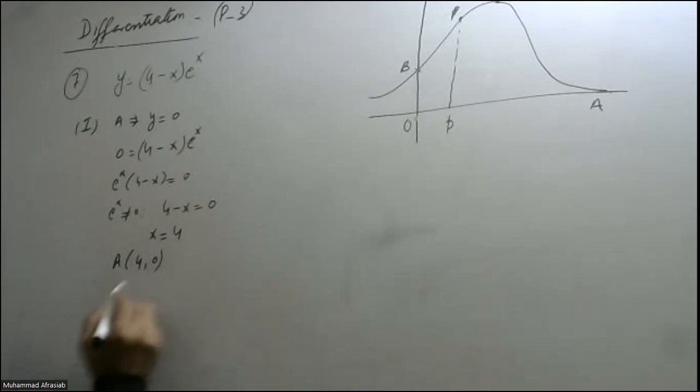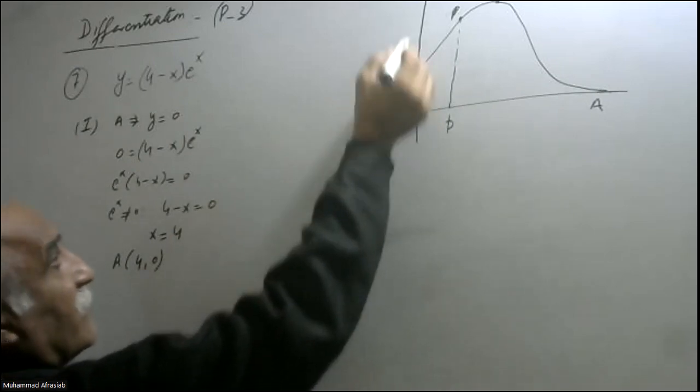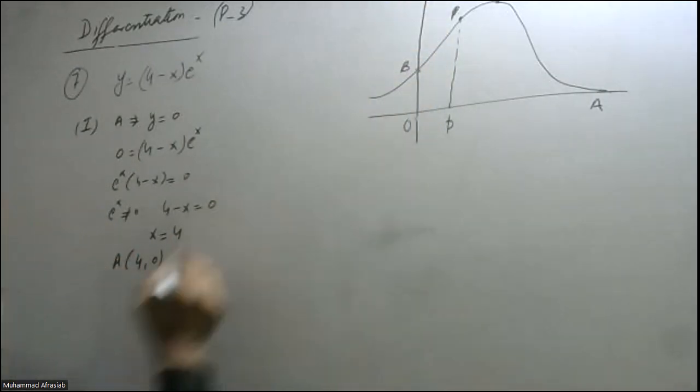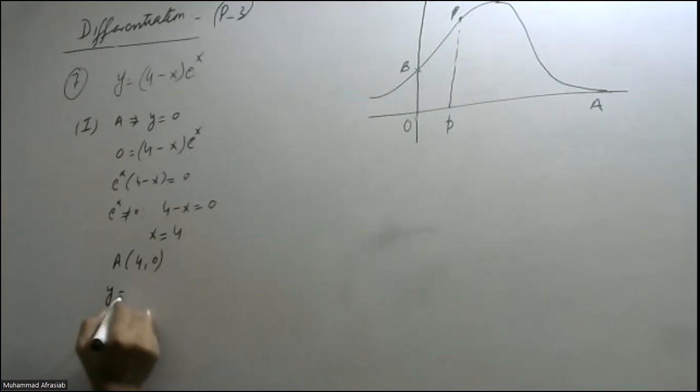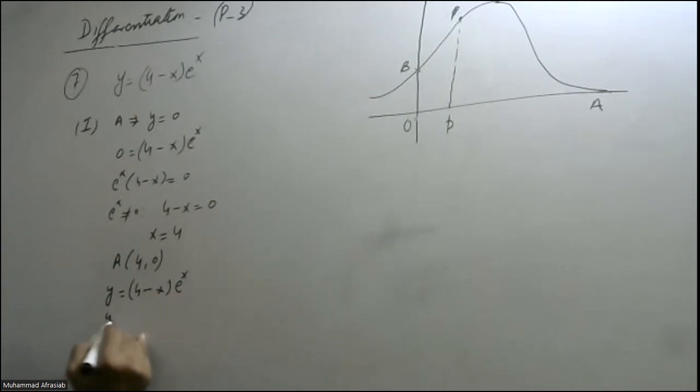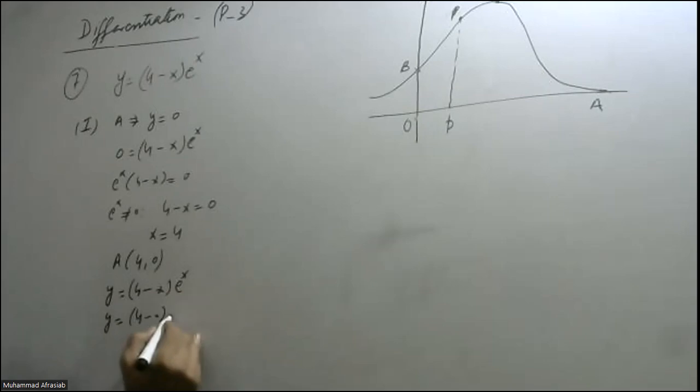For the point B, it lies on the y-axis, where the x coordinate is 0. So y equal to (4 minus 0) into e power 0. That is 4 into 1, that is 4. So B has the coordinates (0, 4). So these are the coordinates of A and B we have calculated. Then in the question statement, they say that M is the maximum point of this curve.